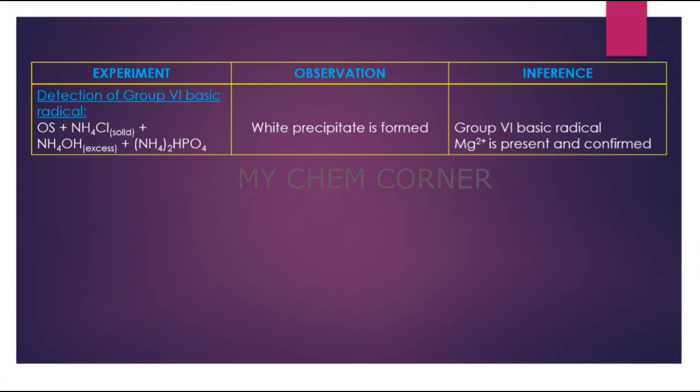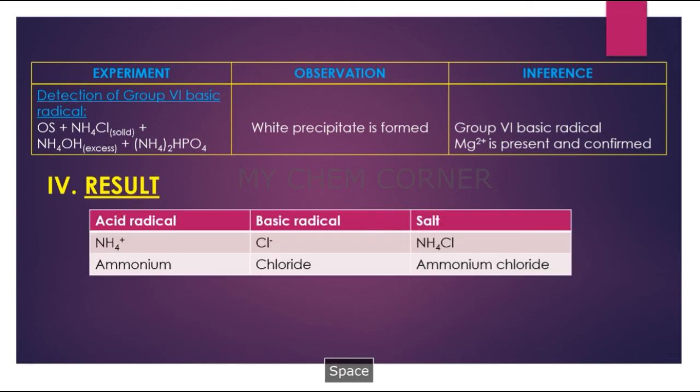So this is the entire set of radicals that you have, acid radical as well as basic radical. For acid radicals, we have totally 3 groups. Under that, group 1 has carbonate, group 2 has chloride, bromide and nitrate, group 3 has sulfate. For basic radicals, group 0 is going to be ammonium. Group 1 and group 2 we don't have at all. Group 3 has aluminium. Group 4 has zinc and manganese. Group 5 has barium, strontium and calcium. Group 6 has magnesium.